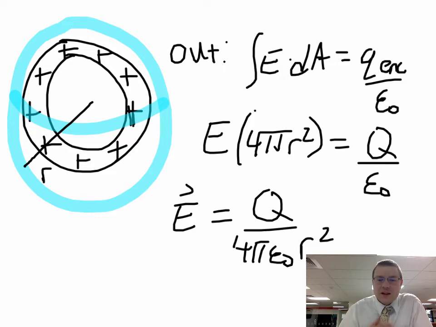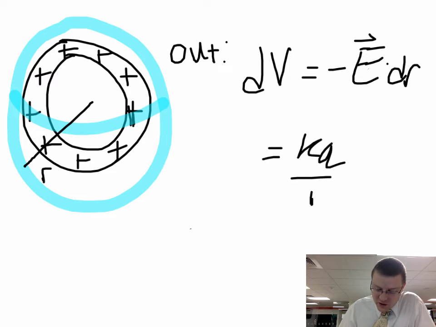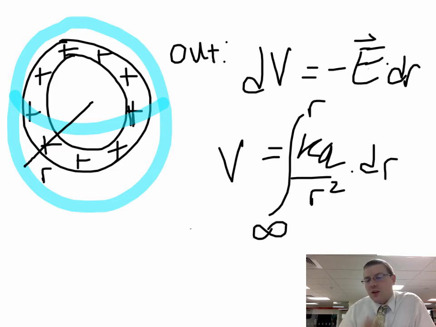But now let's apply that to voltages. Our definition of voltage is the electric field dotted with the displacement, and we know the electric field now is kq over r squared dr. So if I want to integrate and find my potential as I go from infinitely far away to the radius of the shell, those will be my two limits. I pull out the constants, which will be k and the charge, and I'm left with a 1 over r squared dr.